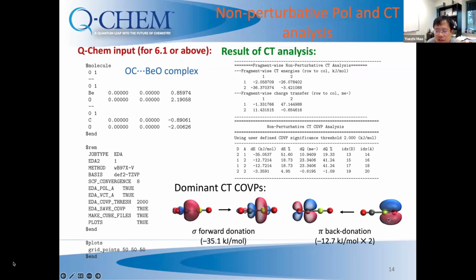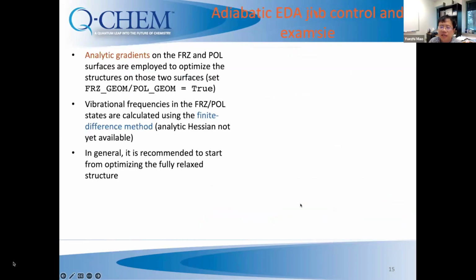The other one is just from the pi bond orthogonal to this one, and you can see it is from the right to the left. It is a back donation to the pi star orbital of the CO, and probably I can go through this quickly.